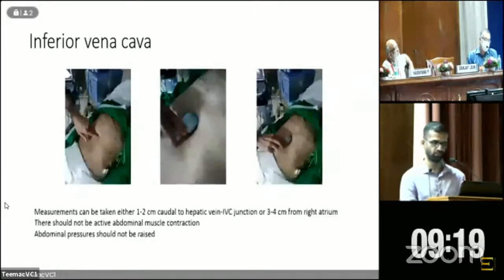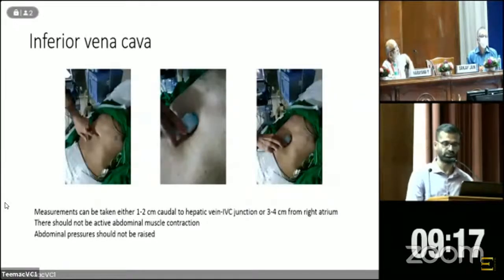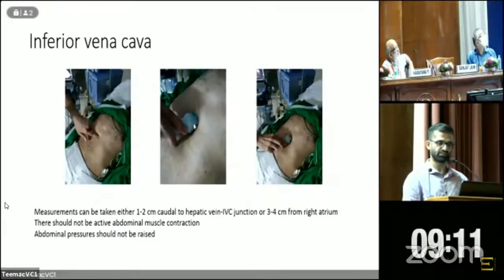So how do we assess the fluid status? First is the placement of the probe. This probe needs to be placed in the epigastrium, just below the xiphisternum. Once we place it here, we are likely to encounter a linear structure on the ultrasound, which would be the aorta, and towards the right, on the side of the liver, we would expect the IVC. The measurements are generally taken 1 to 2 centimeter below the hepatic vein IVC junction, or 3 to 4 centimeter below the right atrium.